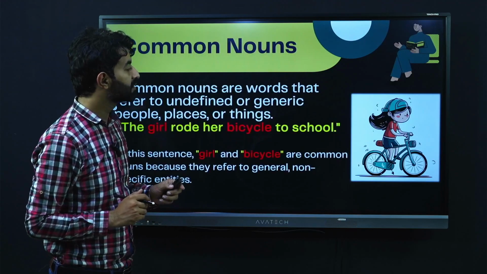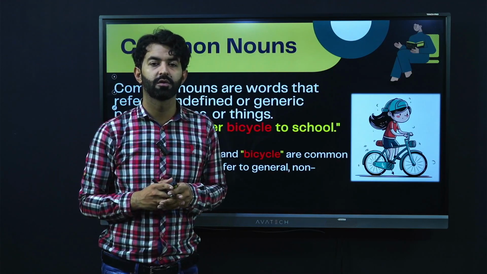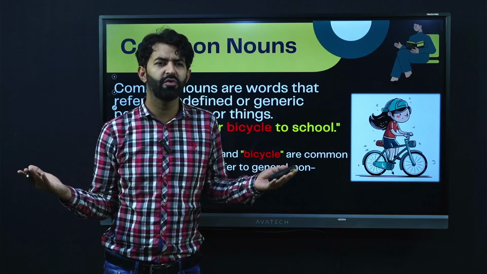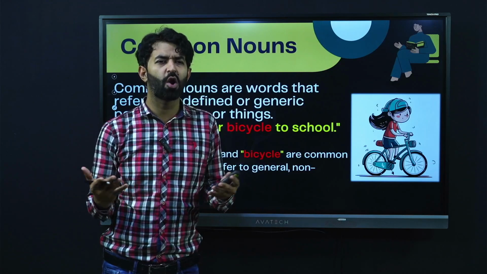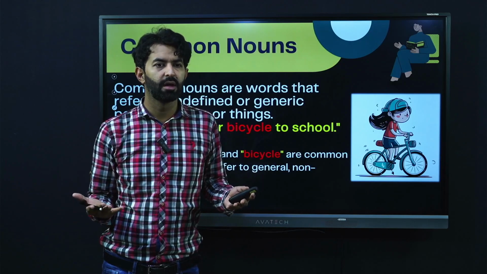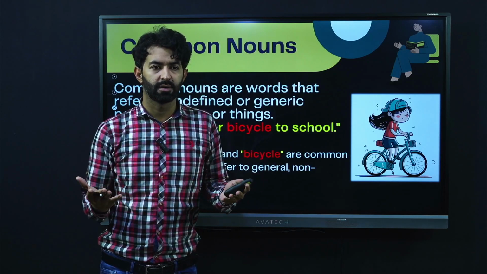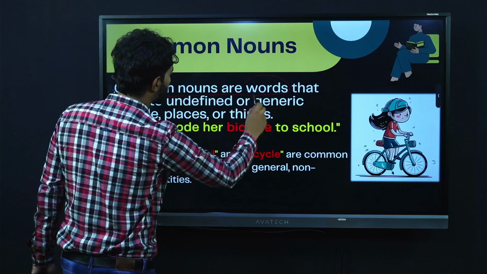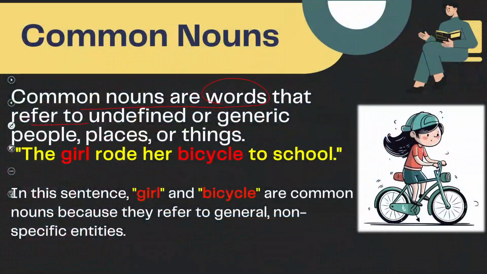Now, first, let us deal with common nouns. What do you mean by common? Something that you can see every day, usually. It's very common. बहुत आम सी बात है, आम तौर पर नजर आता है, ठीक है, आम चीजें हैं. Look, common nouns are words that refer to undefined or generic people, general people, places, or things.